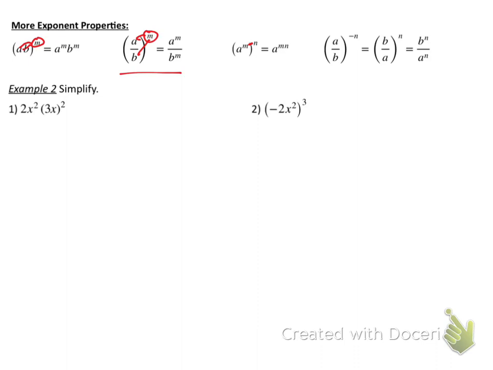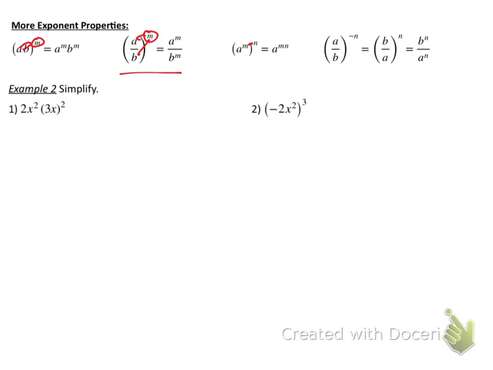Those are the rules when you have an exponent outside the parentheses, and inside the parentheses you have a product, a power, a quotient, or a mixture of all of them. Okay, so for example, let's see example 2.